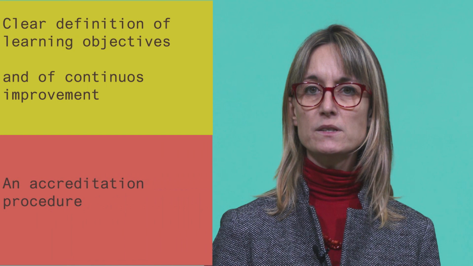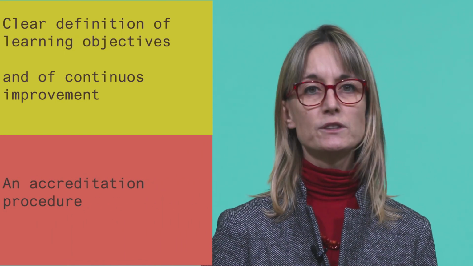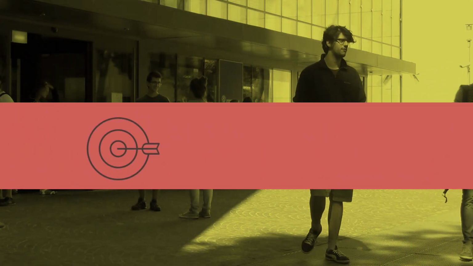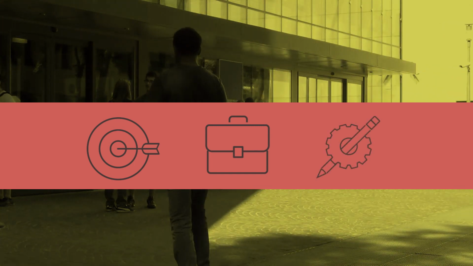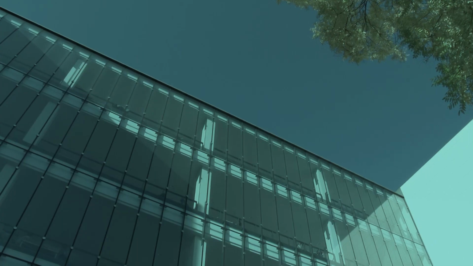Two, a process of accreditation of the functionality and transparency of the internal quality assurance system run by an external body. Which are the main foundations of a quality assurance system? Certainly, defining clearly learning objectives, evidence of their cultural significance and of their value on the labor market, the definition of the teaching activities which lead to achieving the learning objectives. These are the fundamental pillars of a quality assurance system.